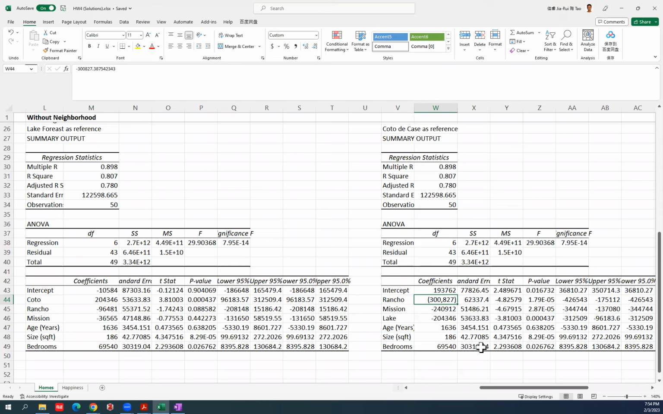Great. I would interpret it that Rancho, those homes are worth less, 300,827. Like it's lower. It's one of the lower end home areas to buy because it's negative 300 versus the other ones, which are negative 240, negative 204.